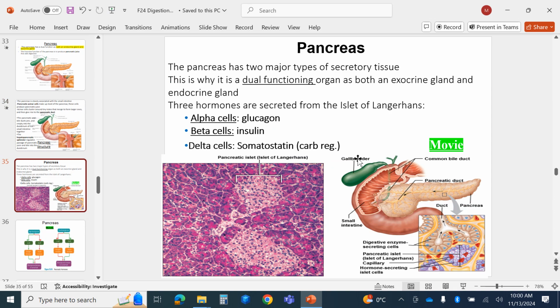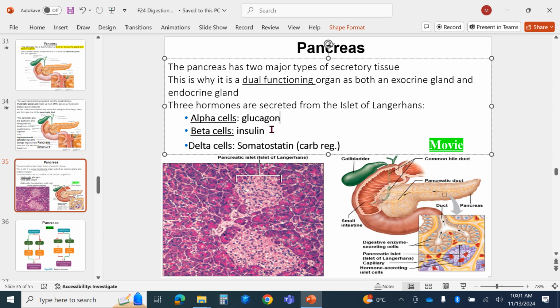The pancreas produces, and this is why we call it a dual functioning organ, exocrine and endocrine. You've got alpha cells that produce glucagon, and beta cells that produce insulin. This comes from the islets of Langerhans, these cells, great name for them, eh? You can kind of see them right in here. If you zoom in and have a look, the beta cells produce insulin.